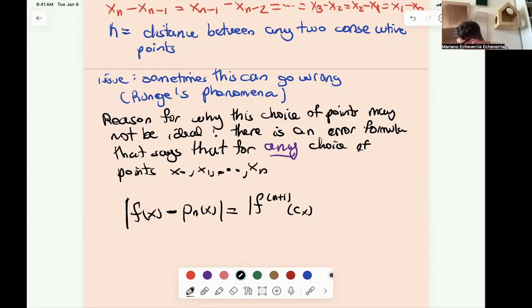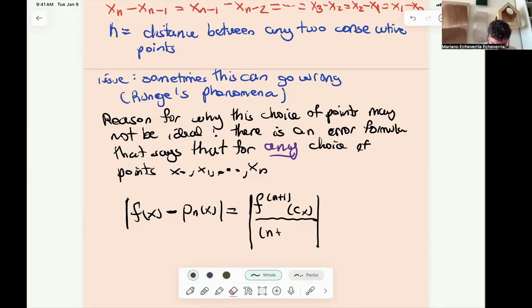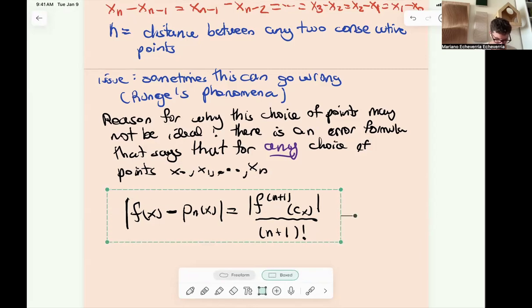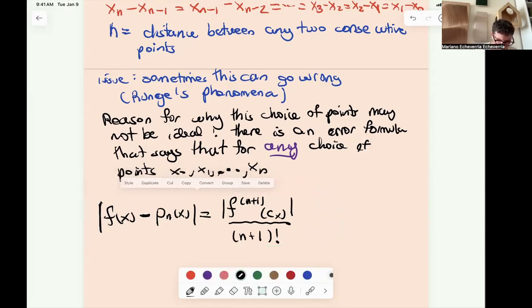Let me look at it. Where did I write it? Oh yeah, it had the n plus one factor. Oh, actually, this doesn't require the function. I'm missing, I still need another term.